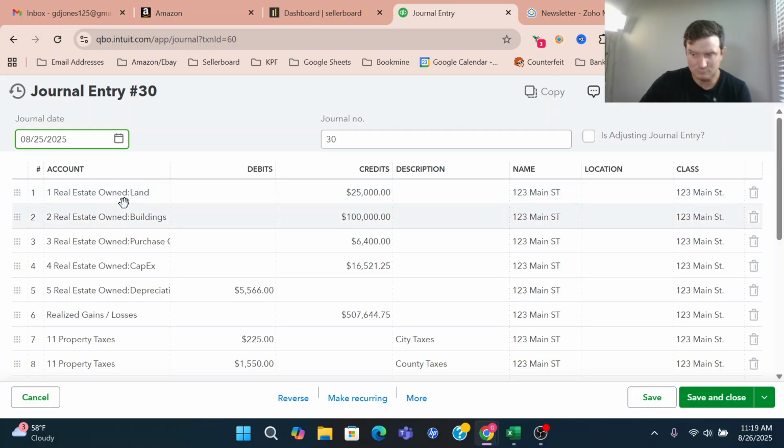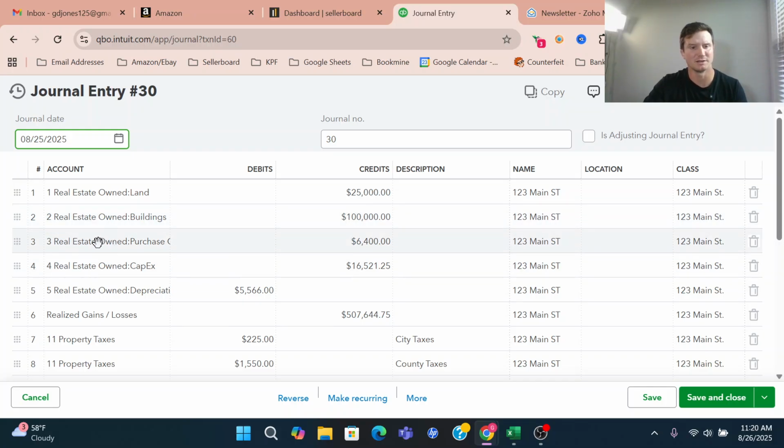The first line here is what percentage of the property that you bought does the land come into. So we're going to take all that off. Whatever percentage you purchased it for and whatever percentage your CPA says the land is worth is going to go right here. We purchased it for $125,000, so $25,000 is going to go right here, and then $100,000 is going to go right here for the buildings. We're going to credit it because we're going to take it off of our balance sheet.